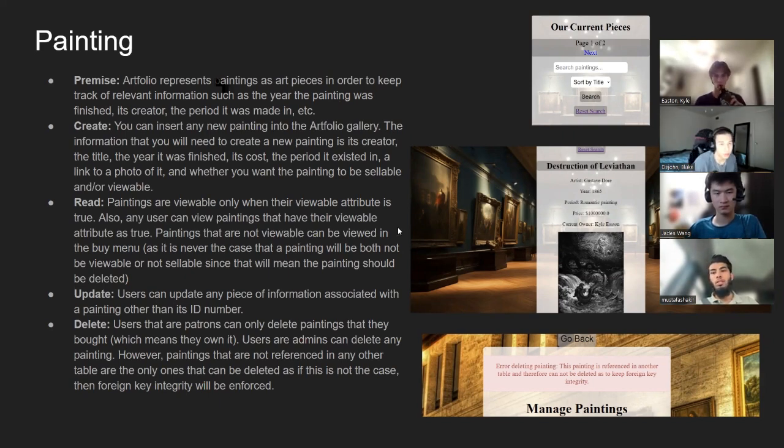First of all, you can create an art piece, but you need some relevant information. You're going to need the actual creator before you make an art piece made by that creator. You also need its title, the year it was finished, the cost, the period, so something like Italian Renaissance painting, a short description of the painting, a link to the photo of the painting, and whether or not you want that painting to be sellable or viewable in our application.